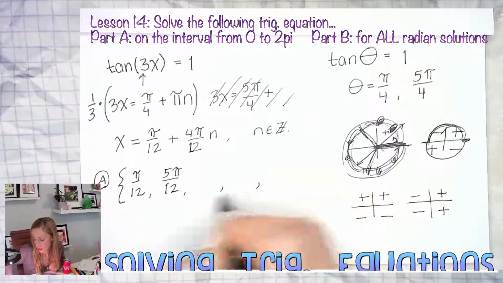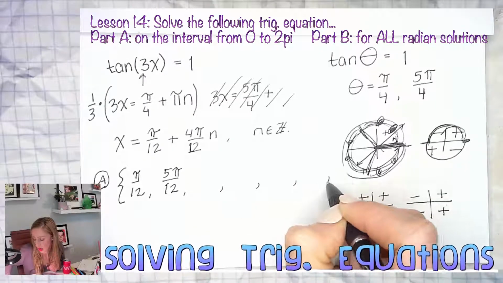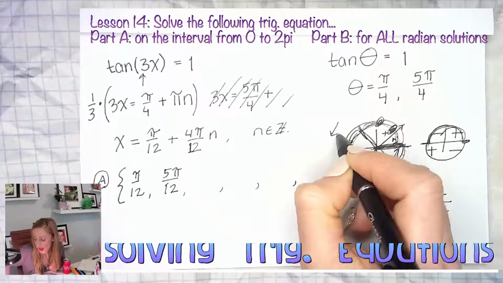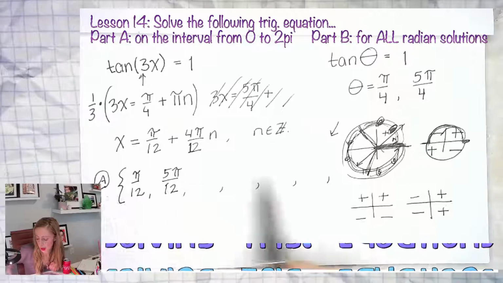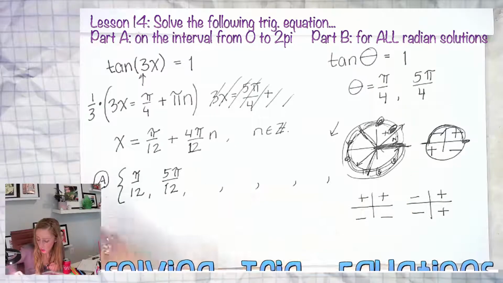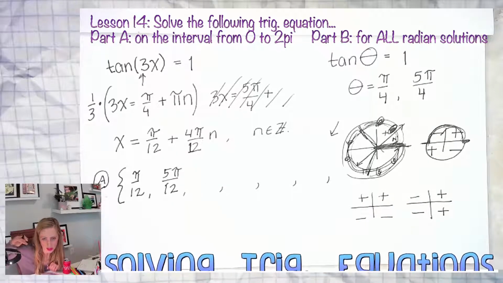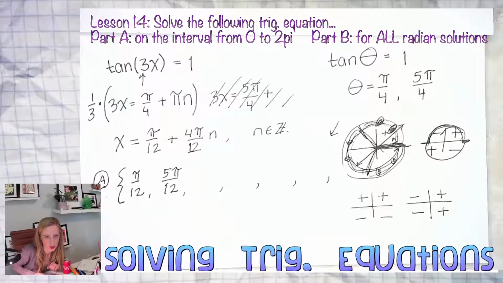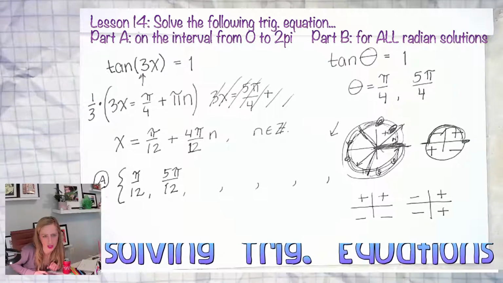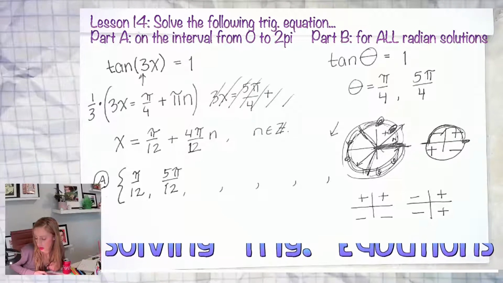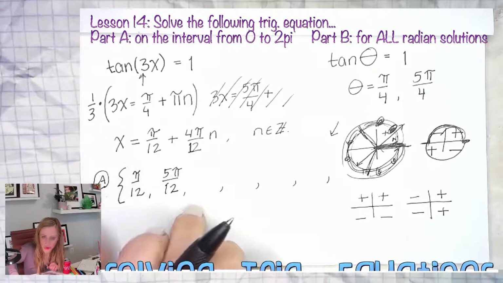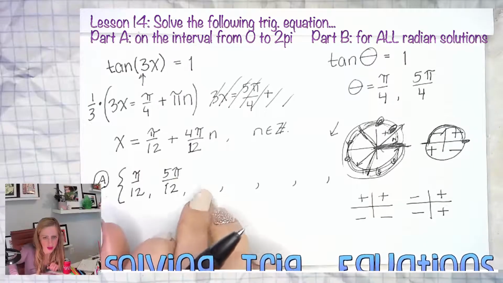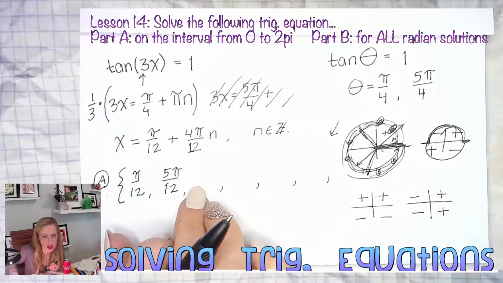But we're going to look for 1, 2, 3, 4 more. What will tell us to stop listing our answers? If we want answers for part A between 0 and 2 pi, what number in the numerator tells me where to stop, Victoria? Would it be 24? Because that's 2 pi. Exactly. Okay, so we're going to keep going. If I keep adding 4 to my numerator, give me the next angle.